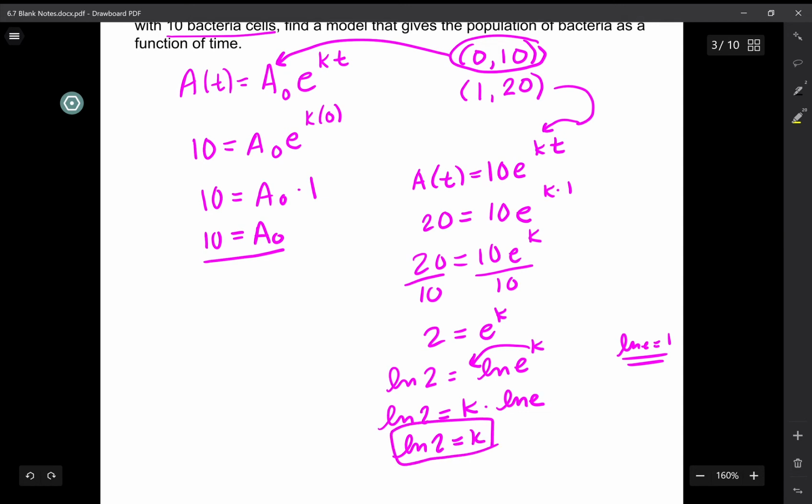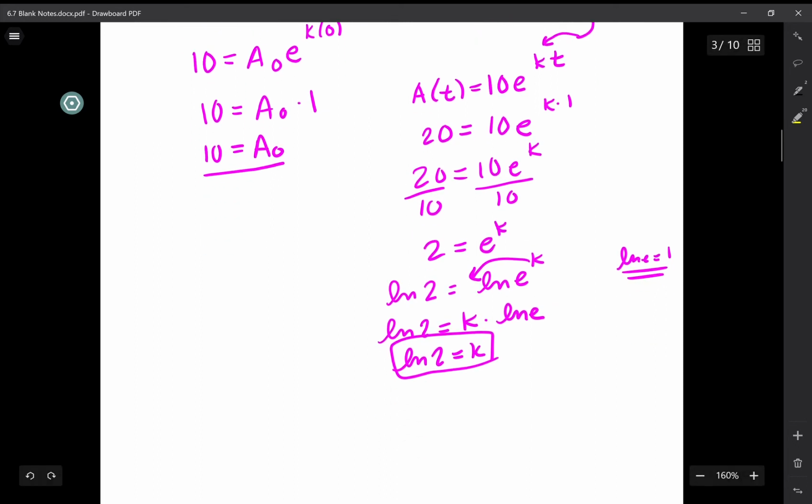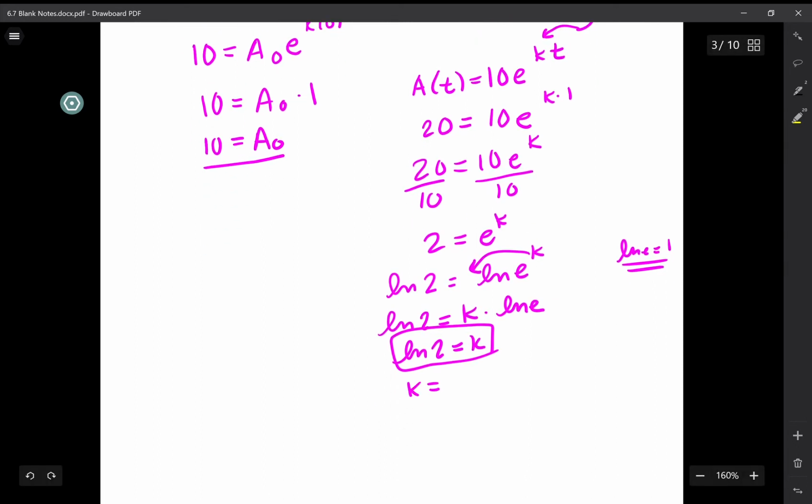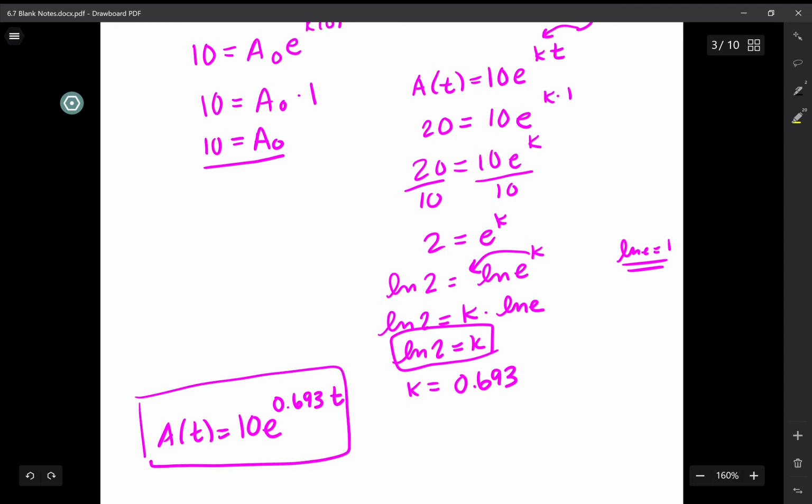Since this is a story problem, we are allowed to use decimal approximations. So let's get a decimal approximation for the natural log of 2. It's about 0.693. So I'm going to use k equal to 0.693. My finished model is A of t equals 10 e to the 0.693t. And there's my model for this situation.